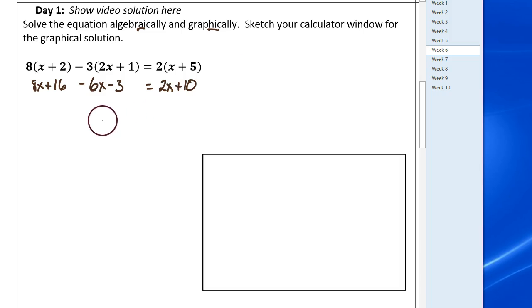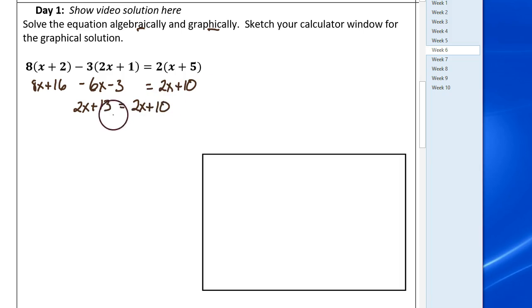On the left-hand side, we can combine like terms. 8x subtract 6x is 2x. And a positive 16 and a minus 3 makes positive 13. And that's equal to 2x plus 10.